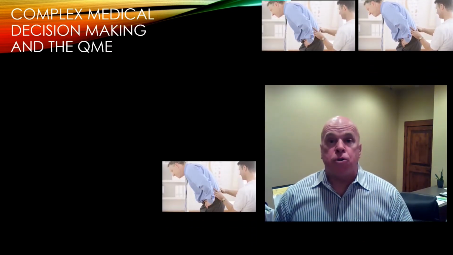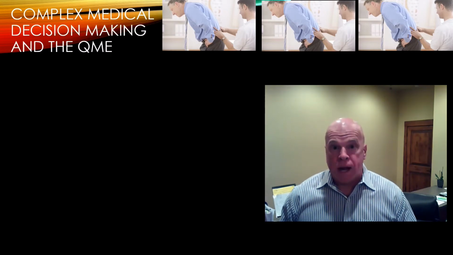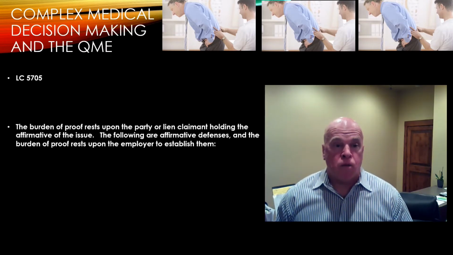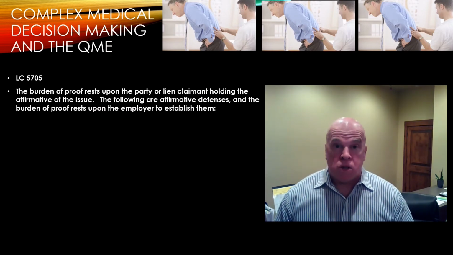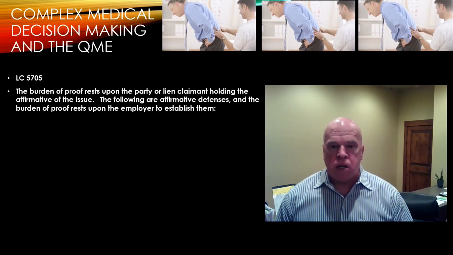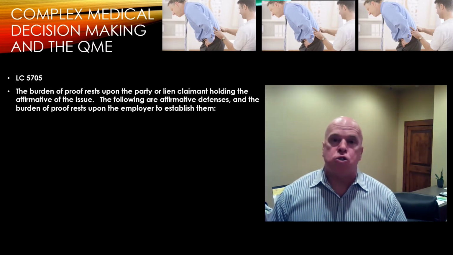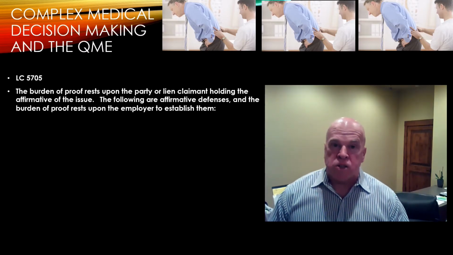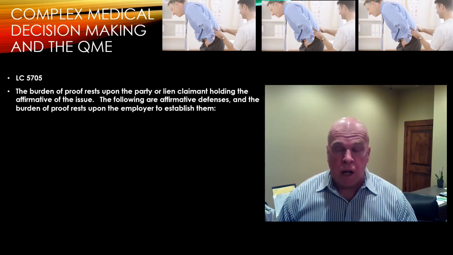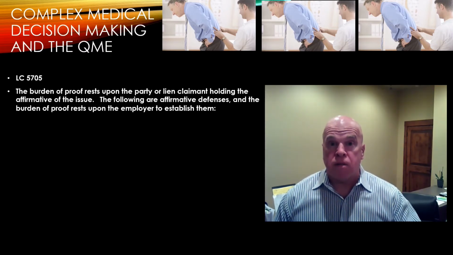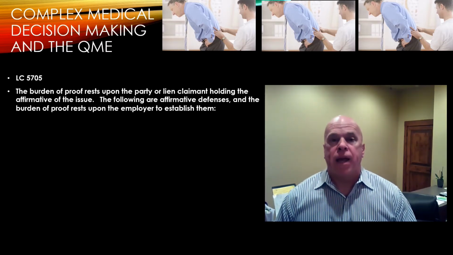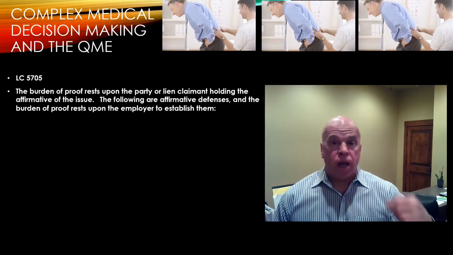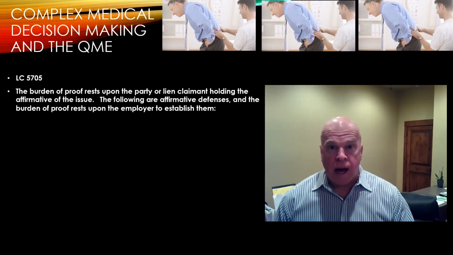We already have one law established, 3202.5, that places the burden of proof for establishing industrial injury on the shoulders of the employee. The second law is Labor Code 5705, and it reminds us that the burden of proof rests upon the party or the lien claimant holding the affirmative of the issue. The affirmative of the issue is the party who's forwarding the issue. In the denied post-employment cumulative trauma claim, it's the injured employee who holds the affirmative, who is trying to establish an industrial injury. So the burden of proof rests upon the employee. Okay? So now we have two labor codes that place the burden of proof on the employee.